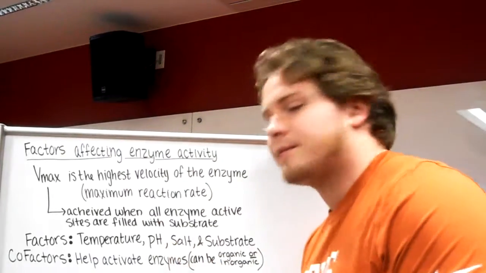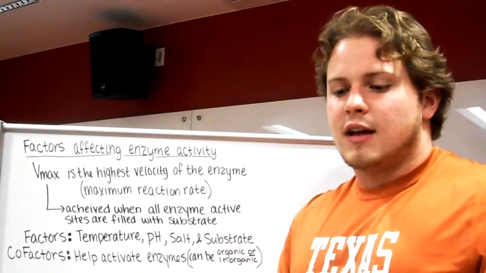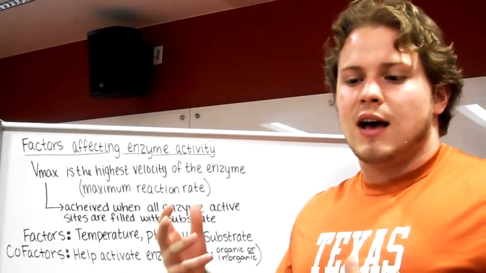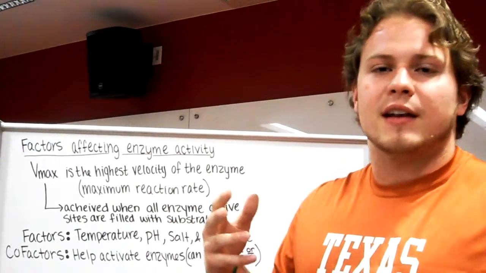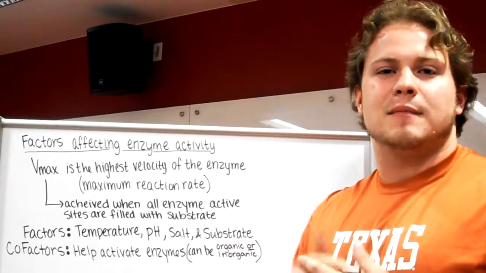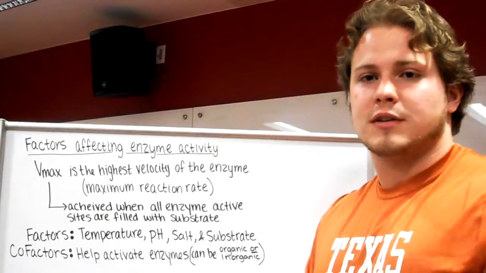Now we look at salt. Salt concentration affects enzyme activity. And it needs not too much salt and not too little salt. An example would be DNA polymerase needs magnesium for making DNA polymers.